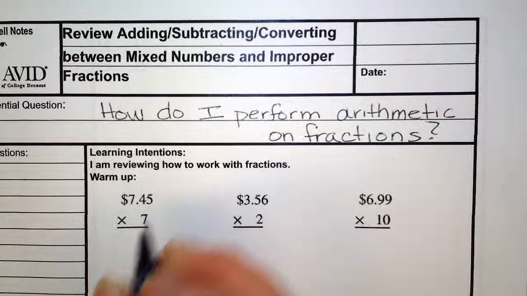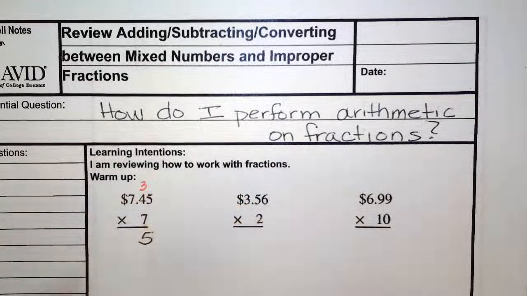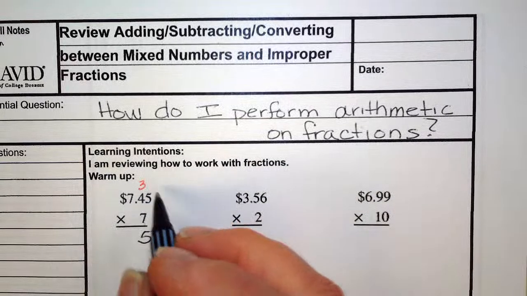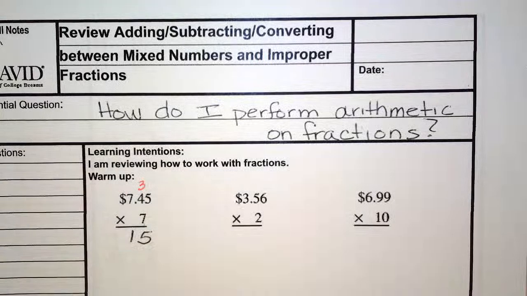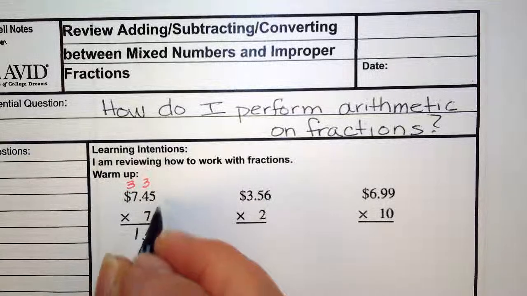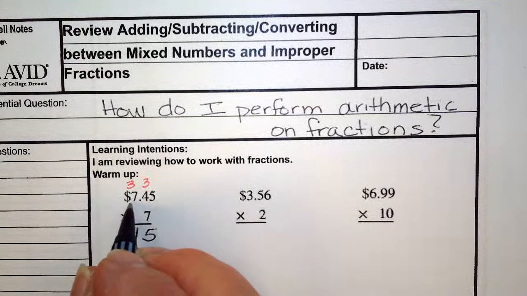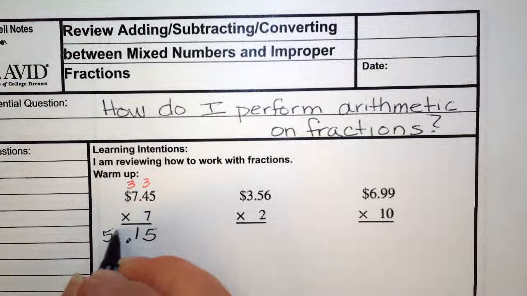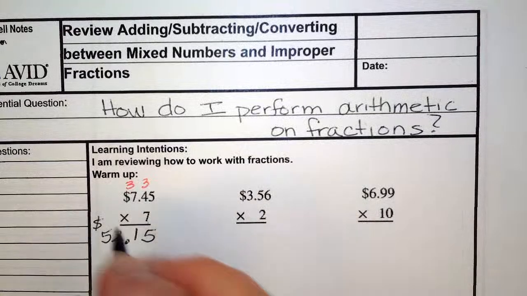7 times 5 is 35. I put down the 5, I carry the 3. 7 times 4 is 28. 28 plus 3 is 31. Take the 1, I bring the 3 over. My decimal, there's 1, 2 here, 1, 2 here. 7 times 7 is 49. 49 plus 3 is 52. So this would be $52.15.